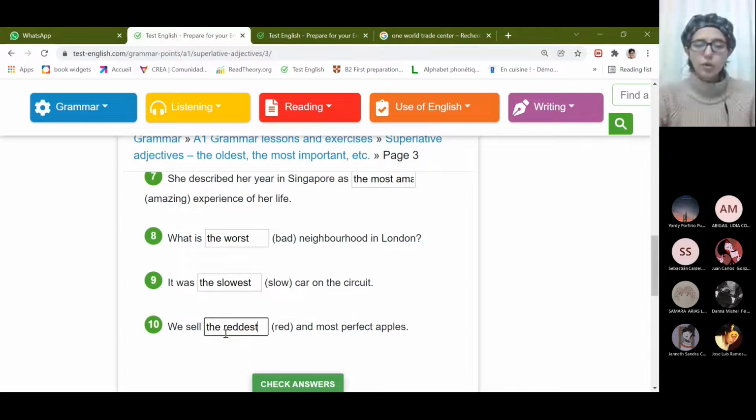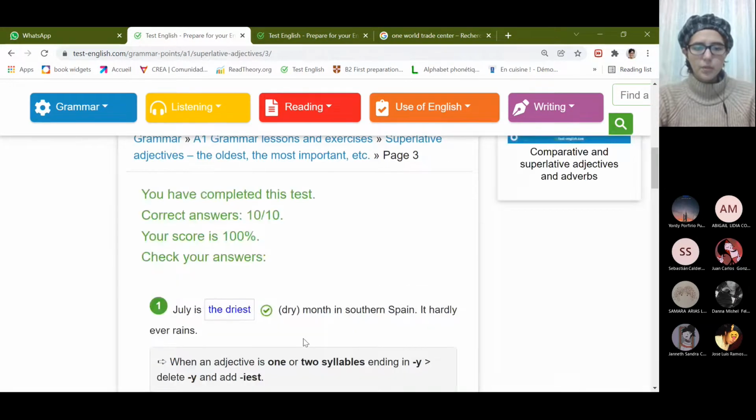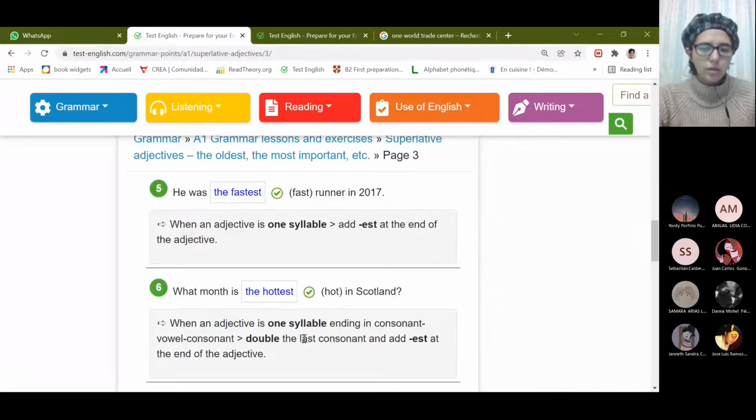So here we have the color red, right? We have consonant, vowel, consonant. So we're going to double the last consonant and we add EST. We sell the reddest and most perfect apples. Vendimos las manzanas más rojas y más perfectas. Right? That's it. So let's check. Yeah, everything is fine. So any question, any doubts that you have, something that it wasn't clear?